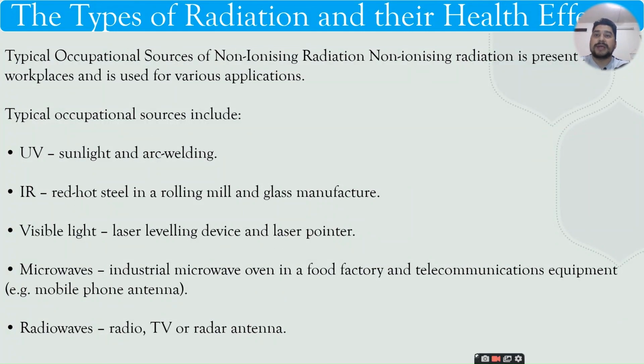Then we have microwaves: industrial microwave ovens in a food factory and telecommunication equipment, for example mobile phone antennas. So these are the microwaves used where people are using microwaves in a food factory, so we need to take care. Radio waves: radio and radar antennas. At that time, they may come in contact with radio waves.